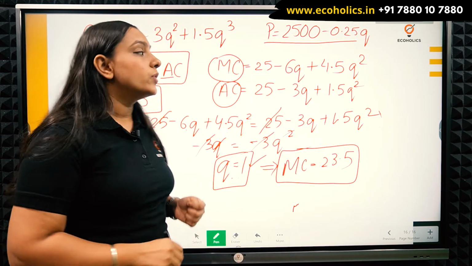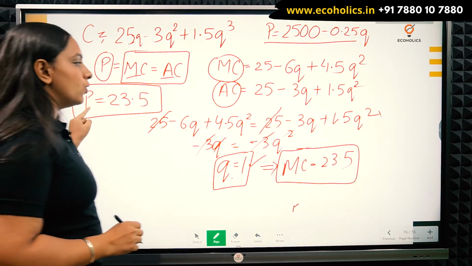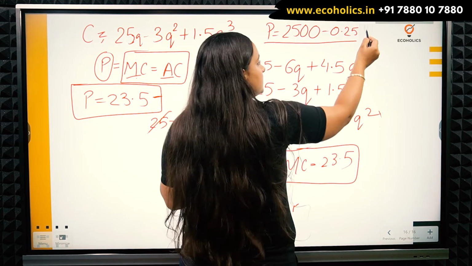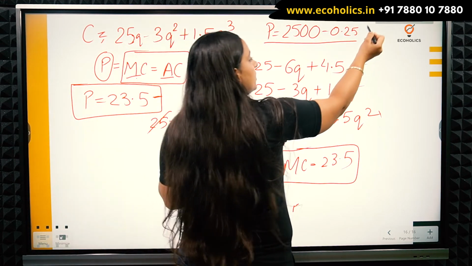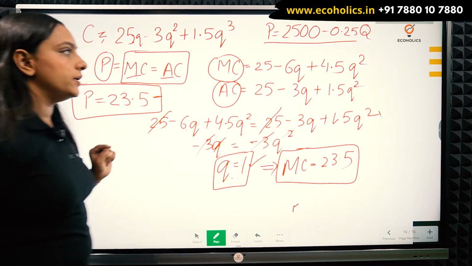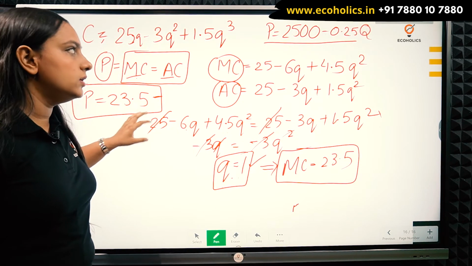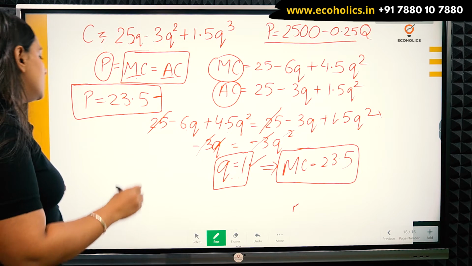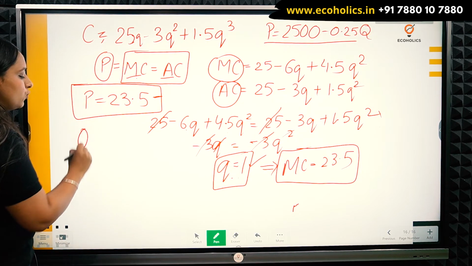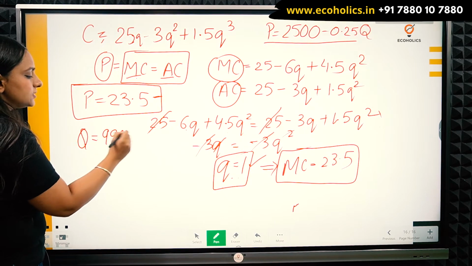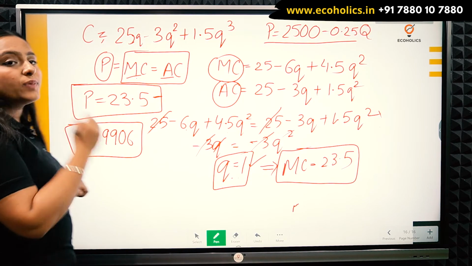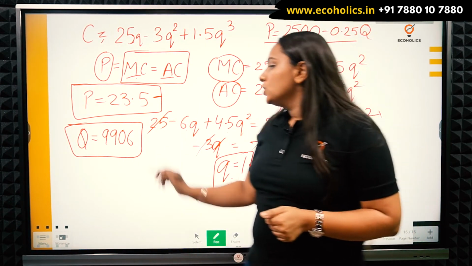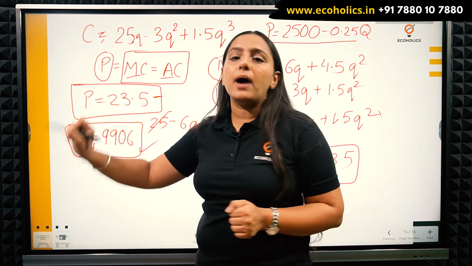So now what shall I do? I know the price. If I plug this price into this demand function, I want to replace this small q with Q so that you don't get confused. This is the total quantity demanded. If I plug in this value of P into this equation, I would get the quantity which is demanded in my market. So I will just plug in the values and I will get Q equals 9906. I have got this Q when I plugged the value of P into my demand function, which is given in the question. So this is my quantity demanded in my market.